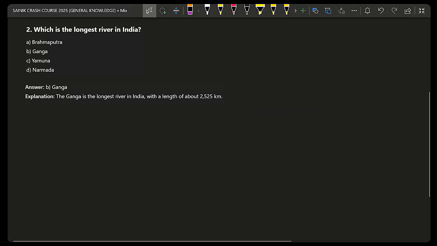So all the students gave the correct answer with 26 votes towards Ganga. The Ganga is the longest river in India with a length of about 2,525 kilometers. Next question is also very simple. All of you try this.